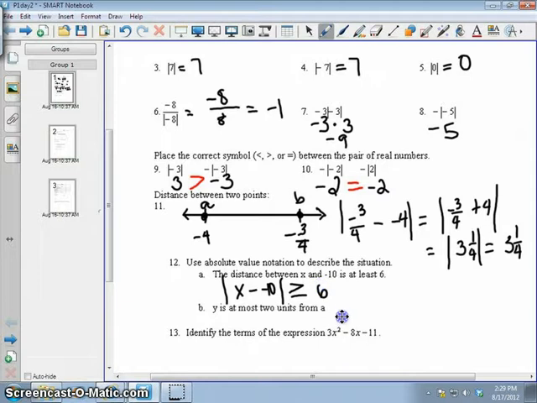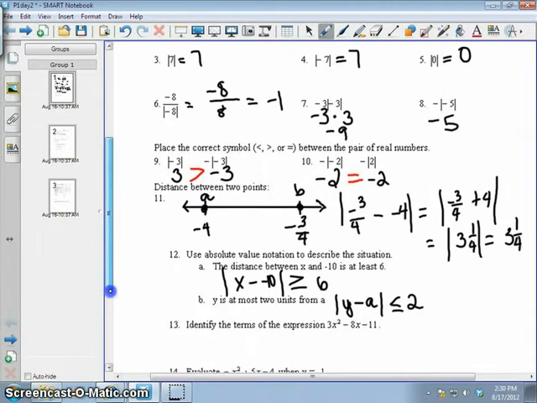For part B, y is at most 2 units from A. So again, we have absolute value, and we want the distance between y and a, so y minus a, and that distance is at most 2, so it has to be less than or equal to 2. The distance cannot be anything more than 2.